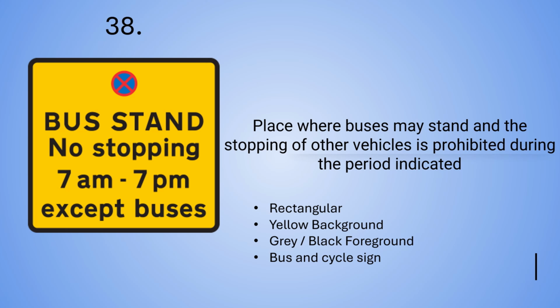On this particular sign you can see written bus stand. There is no stopping between the hours of 7 a.m. to 7 p.m. apart from buses. So again, if you look at this particular sign, there is no stopping between 7 a.m. and 7 p.m. except for buses. Different signs will have different timings, however the meaning will still be the same.